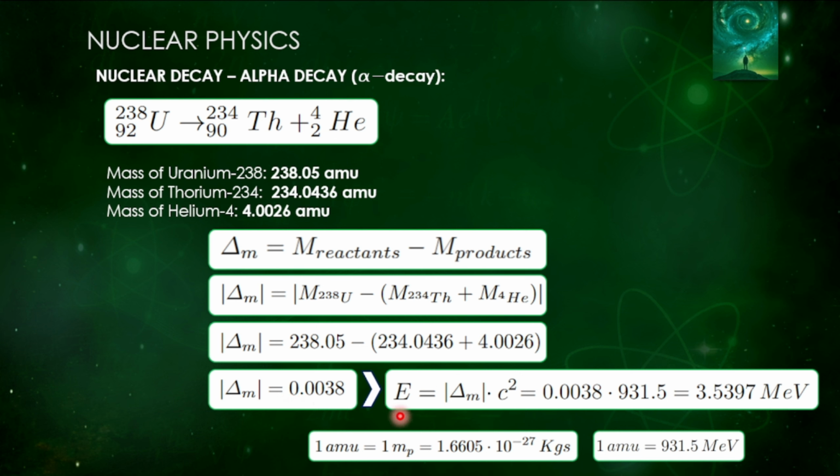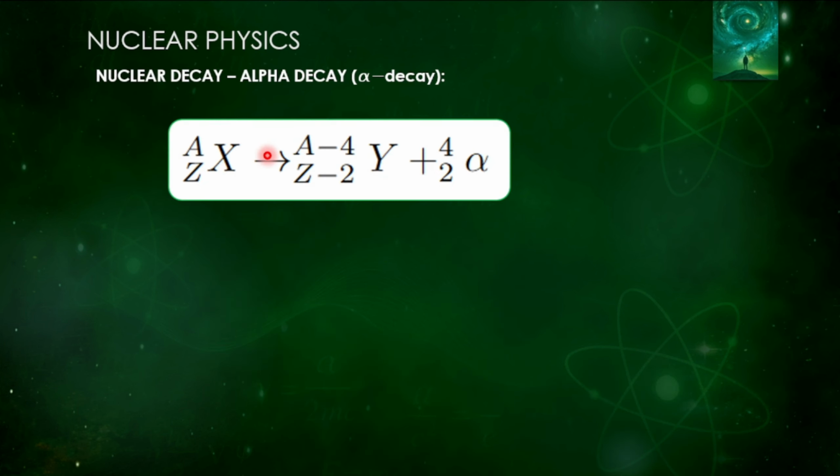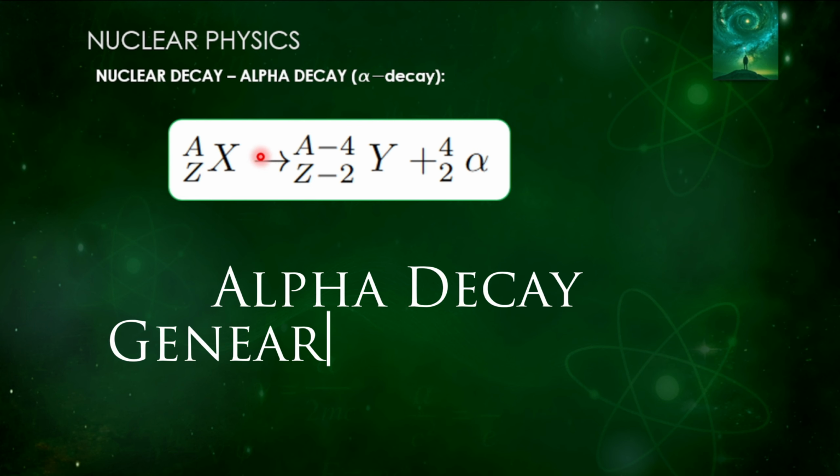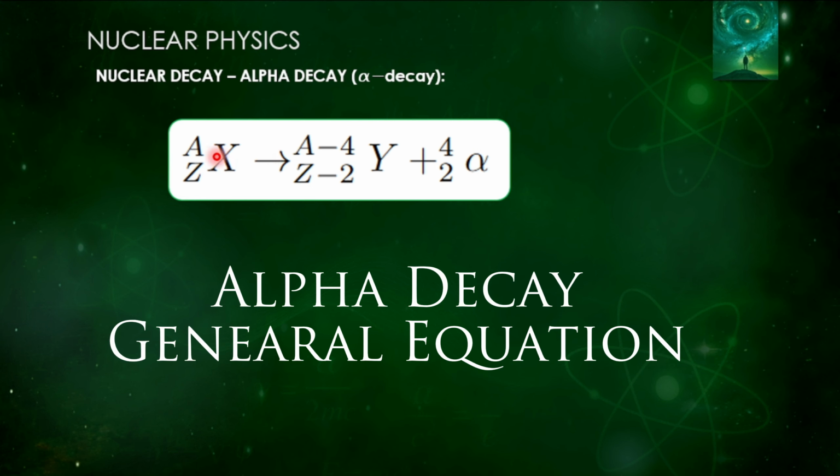So the energy is equal to Δm c², equal to 0.0038 AMU times what? Multiplied by 931.5 mega electron volts, giving us 3.5397 mega electron volts.